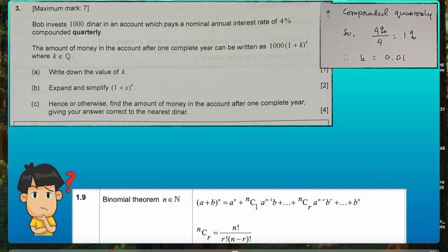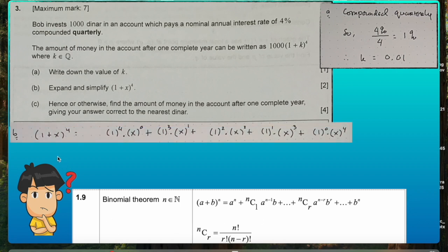And here is the relevant formula. So you are required to do this binomial expansion. You can use this formula here. Okay, let's do it. So we have (1 plus x) all to the power of 4. See this? This is power of 4, meaning there should be 4 plus 1 number of terms. So we have 1, 2, 3, 4, 5 terms.